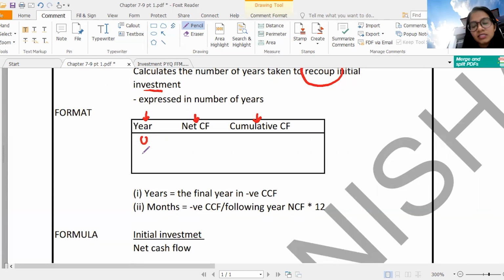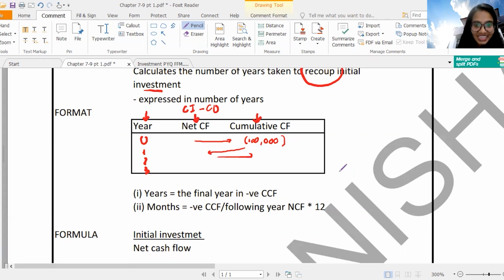The year column always starts from year 0, then you continue for however many years there are. Net cash flow is cash inflow minus cash outflow, and then you have cumulative cash flow. Let's say you start here with 100,000. Your cumulative cash flow plus your second year net cash flow gives you your next cumulative cash flow. So you need to calculate it one by one. Don't worry, I will show you.